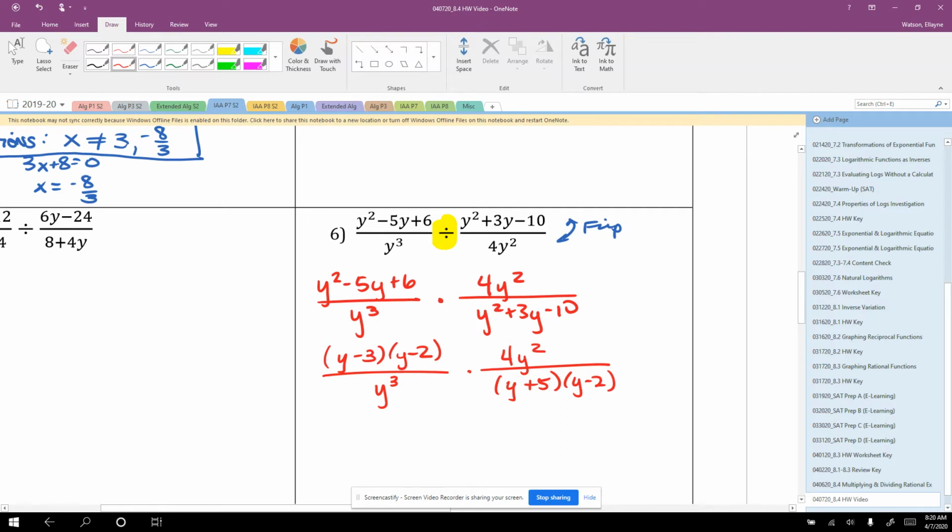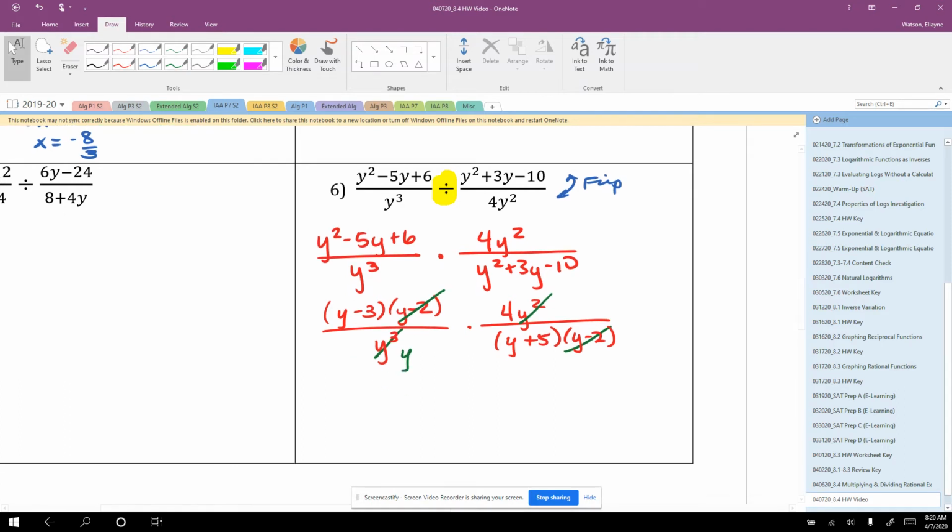Okay, so again, the reason why we factor is now we can simplify. So let's cancel any common factors. We have a y minus 2 and a y minus 2. Let's also notice that we have a y squared on top. That's going to cancel out with a y to the third and leave just a y on bottom. Okay, so now what are we left with? Let's see, on top we have a 4 and a y minus 3. And bottom we have a y and a y plus 5.